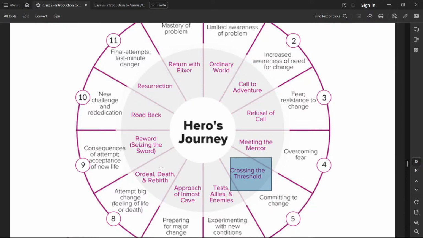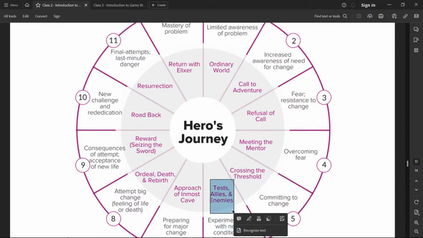You're committing to that change. You're understanding, yes, this is what I'm going to do. I understand this is scary. This is a lot of change. Everything is transforming in front of him right now. But taking the step towards committing to this change is crossing this particular threshold.